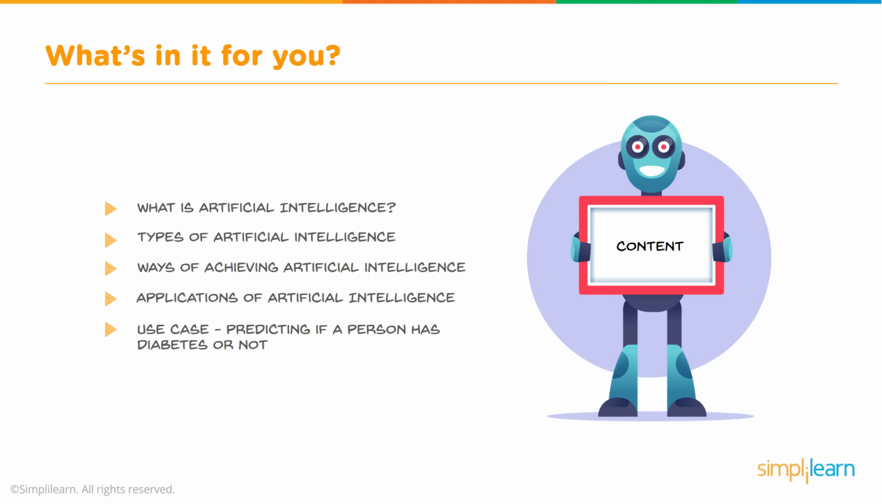What's in it for you today? What is artificial intelligence? We'll start with a general concept. Types of artificial intelligence, covering the four main areas. Ways of achieving artificial intelligence. And some general applications of artificial intelligence in today's world. Finally, we'll dive into a use case predicting if a person has diabetes or not, and we'll be using TensorFlow for that in the Python environment.